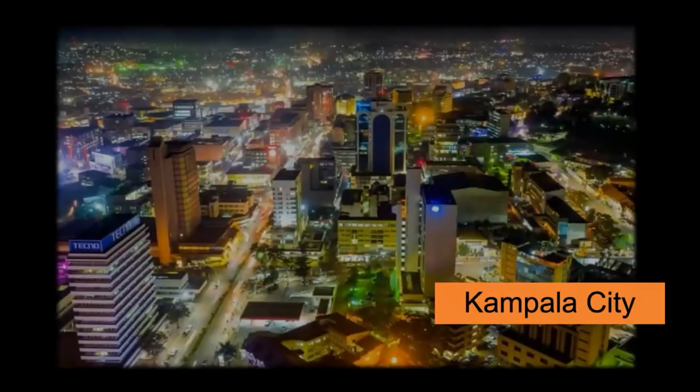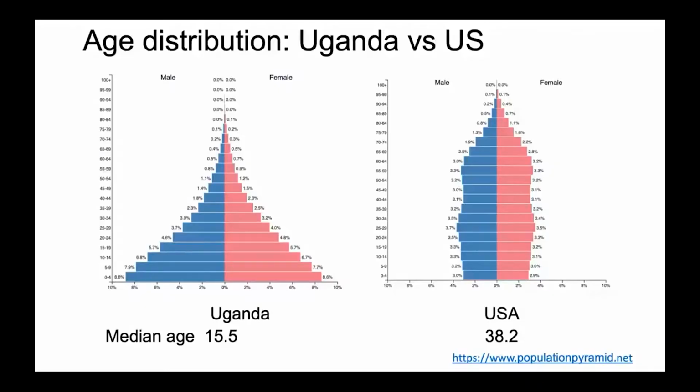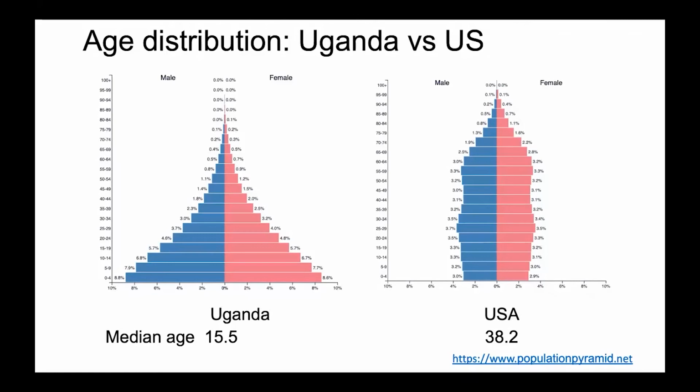Uganda's capital city is Kampala, and this is where most of the tertiary hospitals are found, and this is where I also work. If you look at the demographics, it's a pretty young country with more than 50% of the population under 15, and that compared to the US, that is 38, can easily tell you the kind of epidemiology of disease that is likely to be found, especially heart disease in this country.